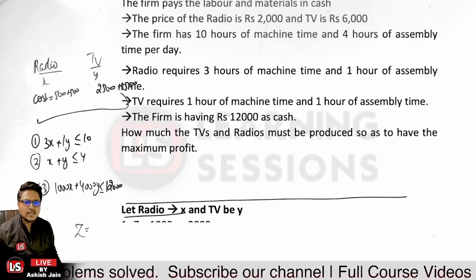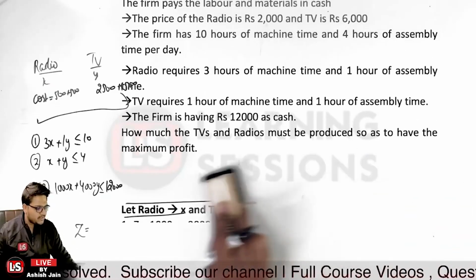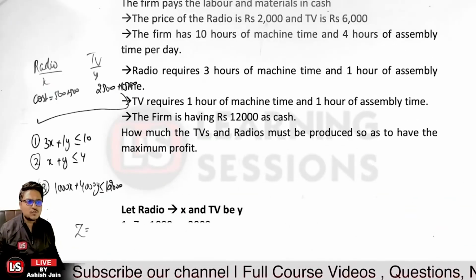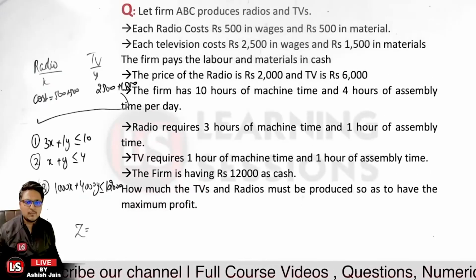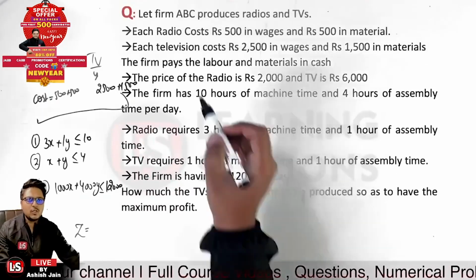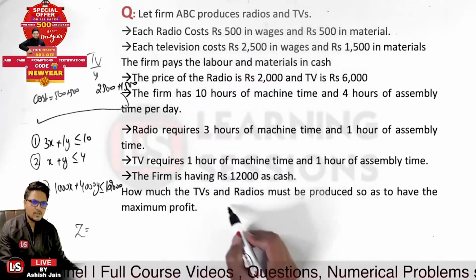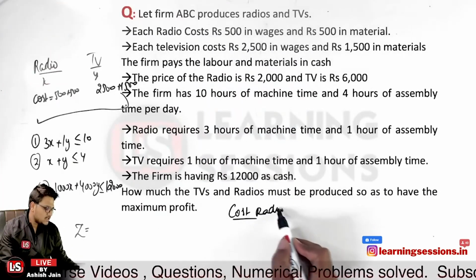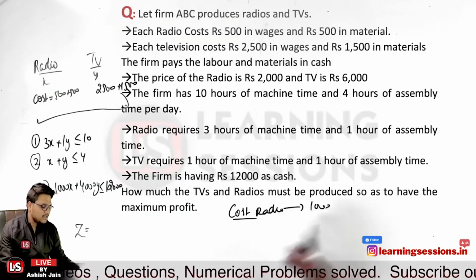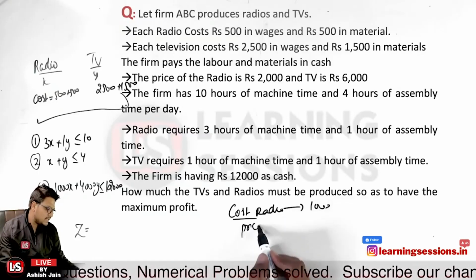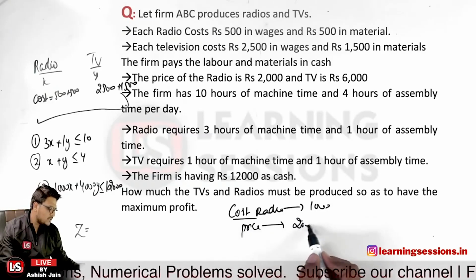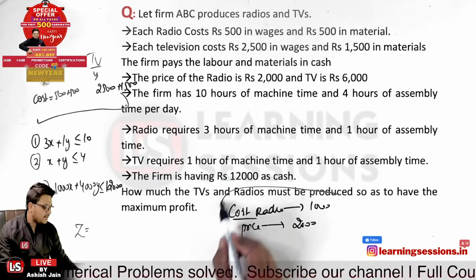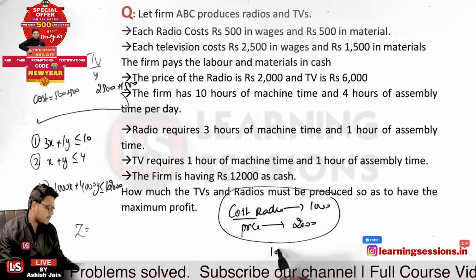So Z is equal to what? Z is equal to 1000x plus 2000y. Why is it 1000x plus 2000y? Let me explain to you why it is so. The cost related to the radio is 1000 rupees. And further, we are selling the radio at rupees 2000. So what is the profit out of one radio? Rupees 1000 is the profit.